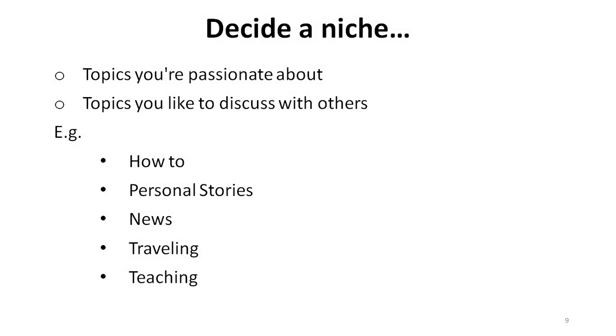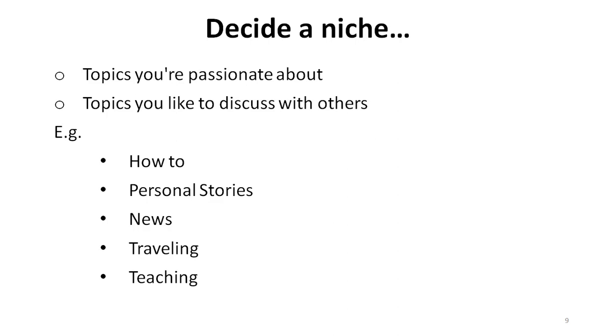The next thing is deciding a niche. This is one of the most important things that most people need to think about. What does niche mean? Niche means a specific field on which you are going to write your blog. How will you decide the niche? The first tip is topics you are passionate about. This is the best idea, because if you are passionate about a certain field, you can start blogging on that, and it will be easy for you to search for content, read about it, and write the content on the blog.